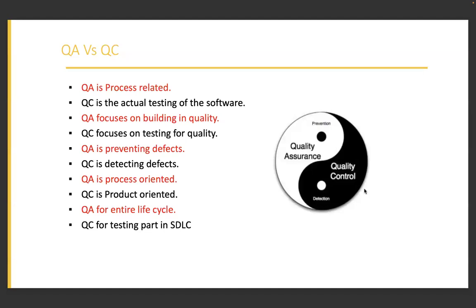Quality control means you will identify the defect. Okay, you will identify the issues. The identification can be via automation test cases, via manual test cases, anything, guys. But the approach will be quality control. You will raise the issues in Jira or any of the bug tracking tool, guys. Okay. So quality control, you can say it's for testing part. It's product oriented. It's detecting defects, and it's focused mostly on the quality, testing the quality, guys.